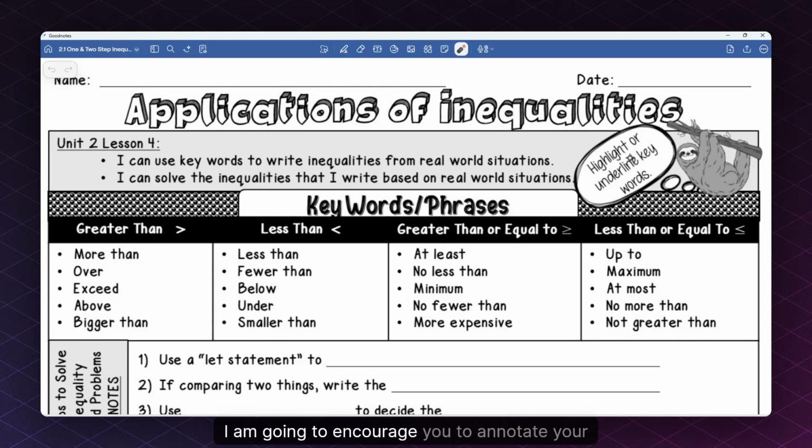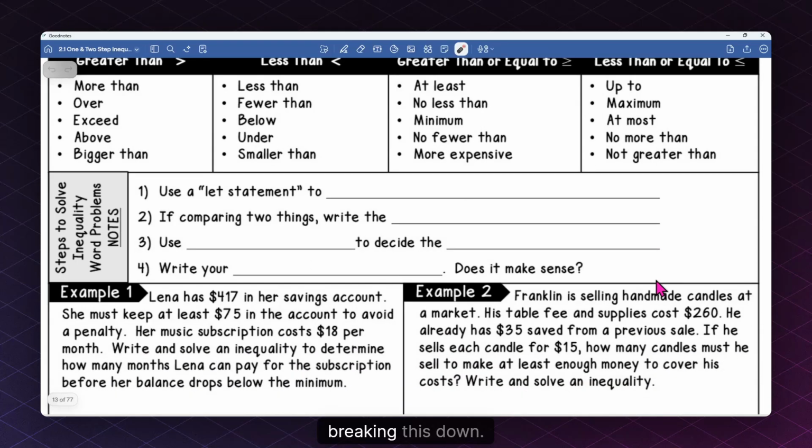I am going to encourage you to annotate your problems, highlight and underline keywords. And I have a list here of words that may help you decide what kind of inequality sign you even use when given these word problems. So I'll refer back to these as we go through and read them. Like this list would mean a greater than, this list would mean a less than, and these lists would mean these inequalities here. So let's scroll down and start breaking this down.